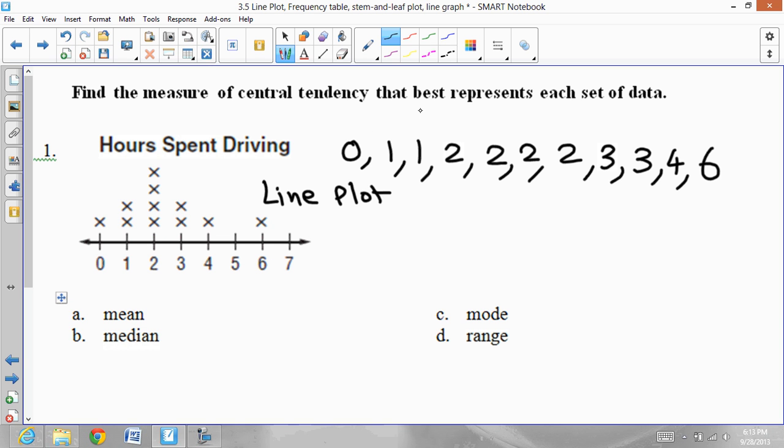So now focus on the question, which measure of central tendency best represents the data? If you look at this data, you're going to find the 2 repeats the most often. So the 2 in this case happens to be the mode. So the best measure in this case will be the mode, because that is what represents the most.